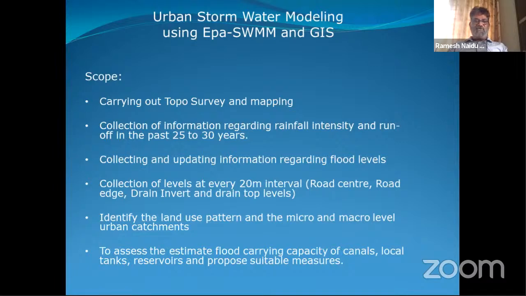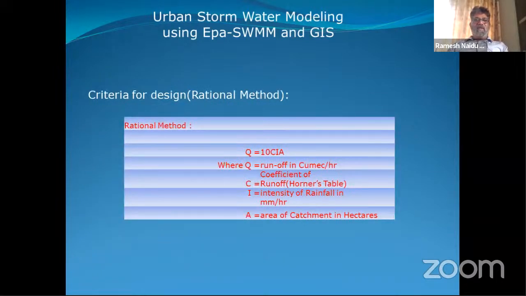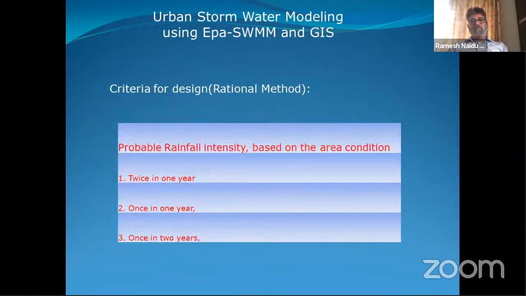The flood is very quick actually, because of the imperviousness of the surfaces. And to assess the estimation of the flood quality, the carrying capacity of the canals, local tanks, reservoirs, and to propose suitable measures, the water carrying capacity of all these water bodies or rivers can also be assessed through this system. And we can use the rational method, because it's an urban area, for finding out the flood discharge and how much quantity of flood usually happens in a particular time in a rainfall event. So that can be calculated using the rational method. The rational method is quite feasible for simulation of an urban stormwater network.